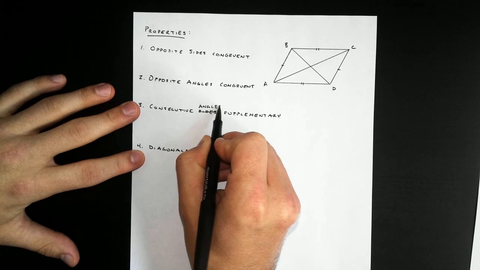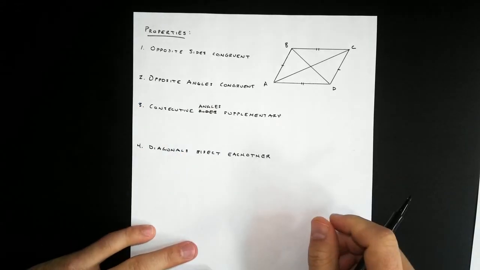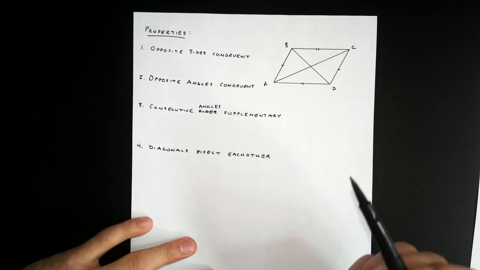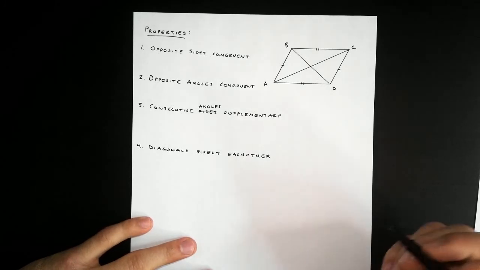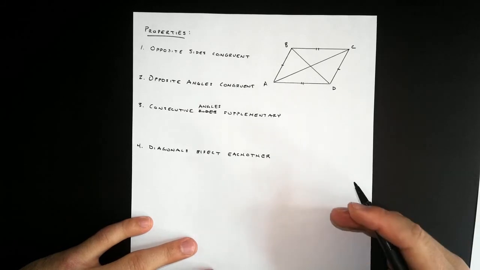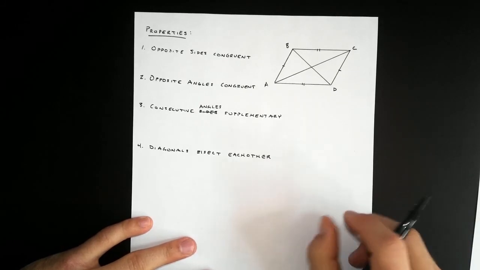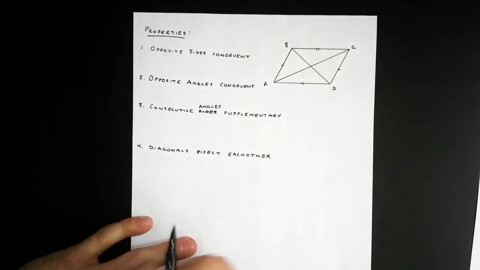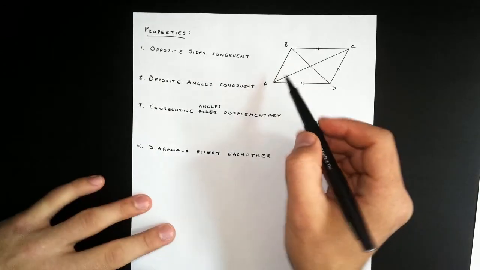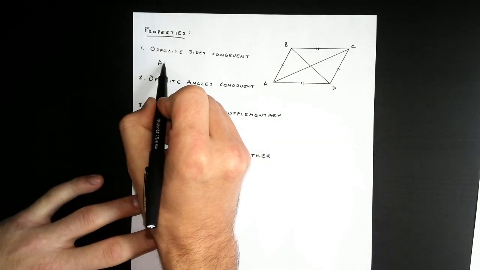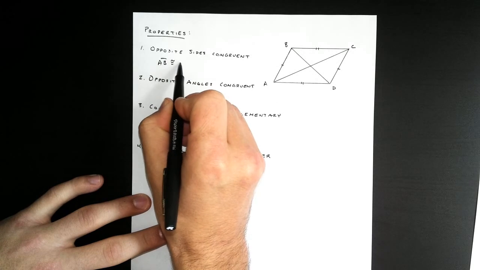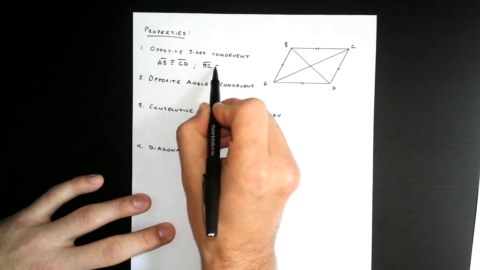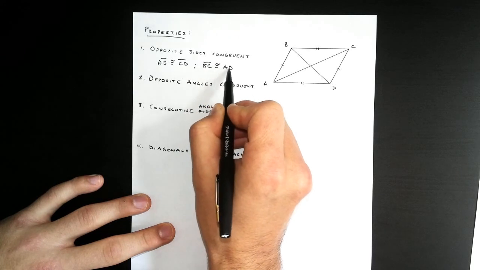got a little mistake here, so the consecutive angles are supplementary. That one just comes from the fact that these sides are parallel. So our 4 properties of parallelograms, these follow from the definition, so these aren't included in the definition. The definition is just that the sides are parallel. These are all separate properties that we can prove. So the opposite sides are congruent. So based on my picture here, we know that AB is congruent to CD, and BC is congruent to AD.